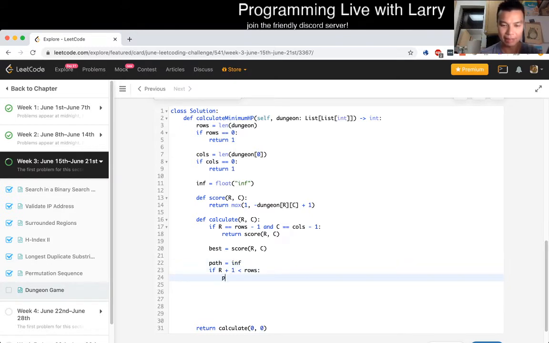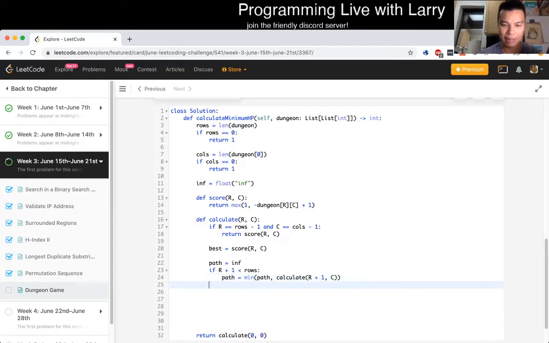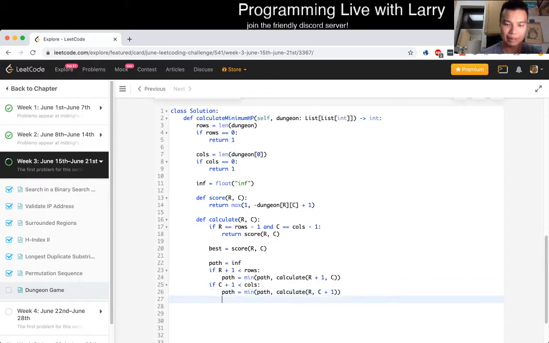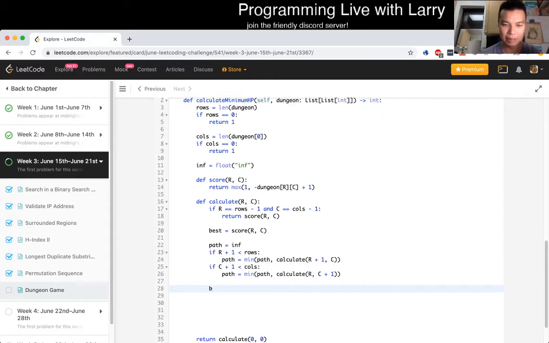And then path is equal to the min of path and calculate r plus 1 c. And if c plus 1 is less than number of columns, then path is equal to min of path, calculate r c plus 1. And then we return the max of these two, right? Because it's the current score or path. So, return best, max of best and path. And I think that's all you need.